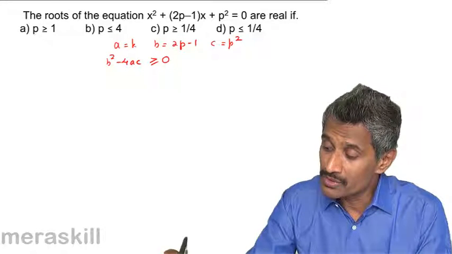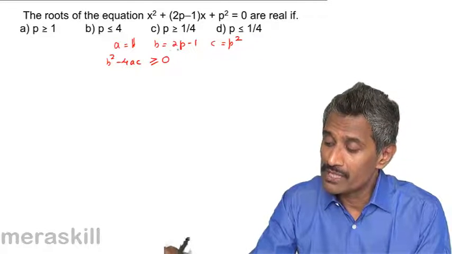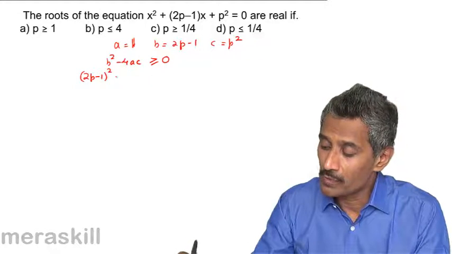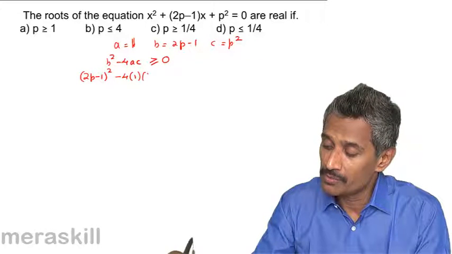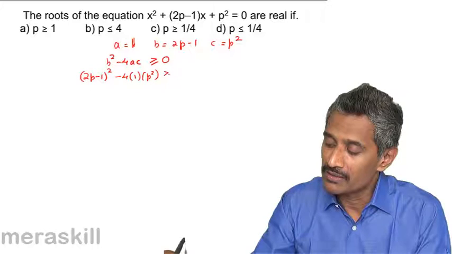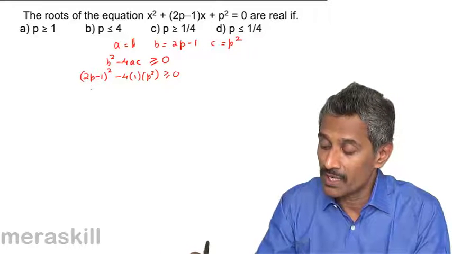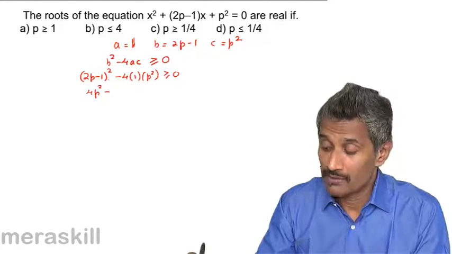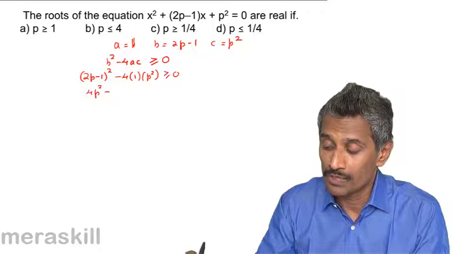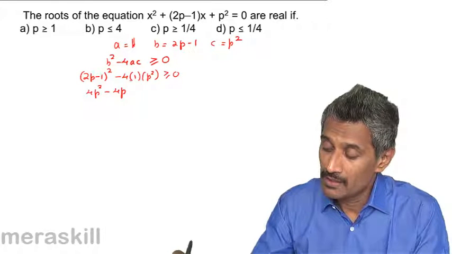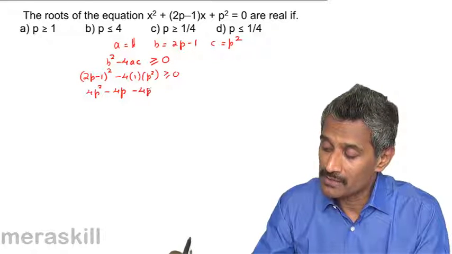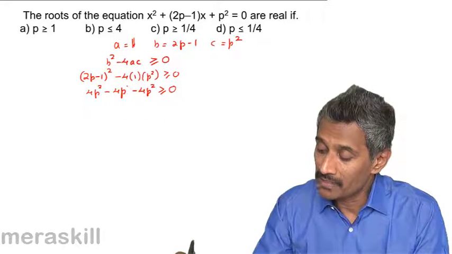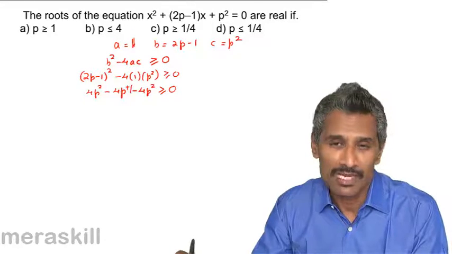So let us substitute this over here. B square, that is 2p minus 1 the whole square, minus 4ac, minus 4 into 1 into p square, has to be greater than or equal to 0. Now if you open the bracket, you get 4p square minus 2 into 2p into 1, that will be minus 4p, and this will become minus 4p square again, is greater than or equal to 0. So here and here there is of course 1 plus 1, which I just missed, sorry.